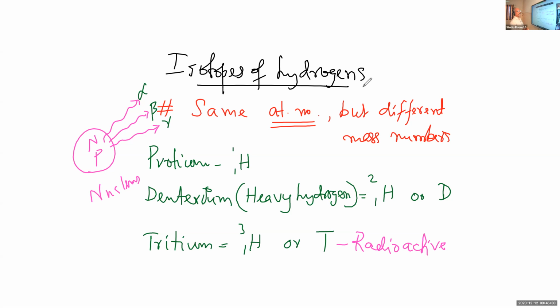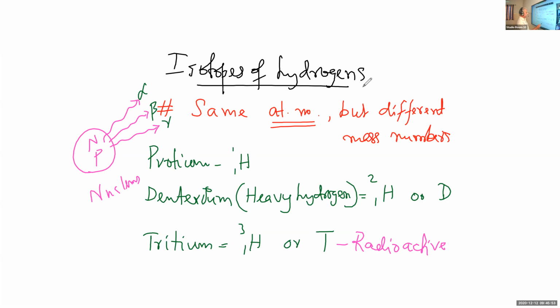They are the nuclei of helium, while beta rays are composed of electrons. Gamma rays are simply electromagnetic radiations, energy radiations. Okay, so here, you come to tritium. More details you study in physics in second year.